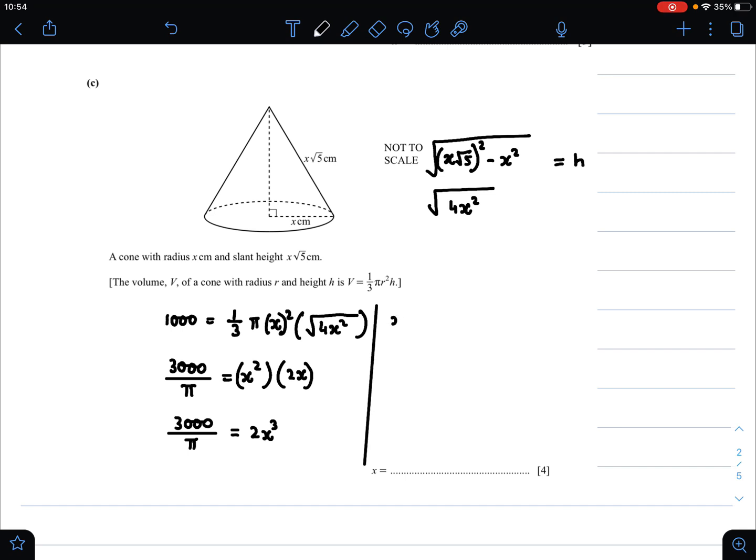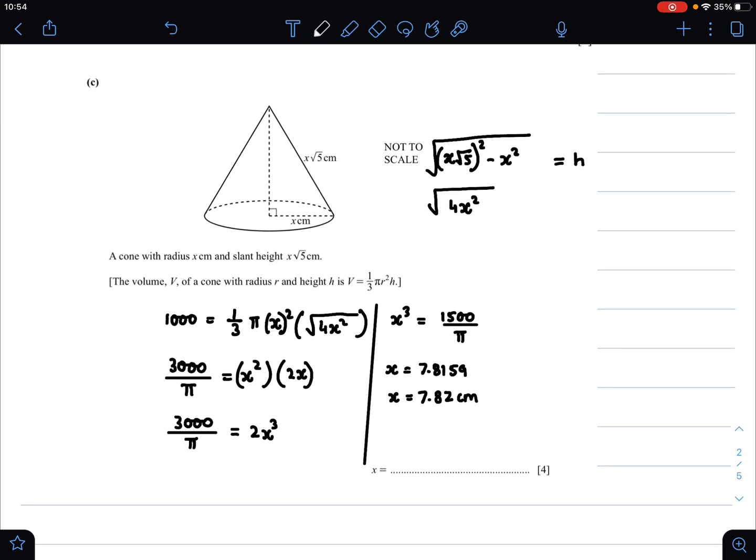Therefore x cube is equal to 1500 divided by pi. Therefore x will be equal to cube root of 1500 divided by pi. So cube root of 1500 divided by pi is equal to 7.8159, and since we need to give our answer in three significant figures, our final answer for part C will be 7.82 centimeters.